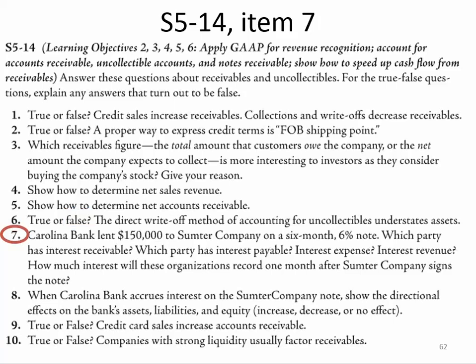Number 7, Carolina Bank lent $150,000 to Sumter Company on a 6% six-month note. Which party has interest receivable? Which party has interest payable, interest expense, interest revenue? How much interest will those organizations record 1 month after Sumter Company signs the note? This has a lot going on in it.